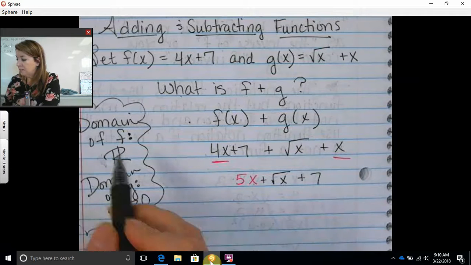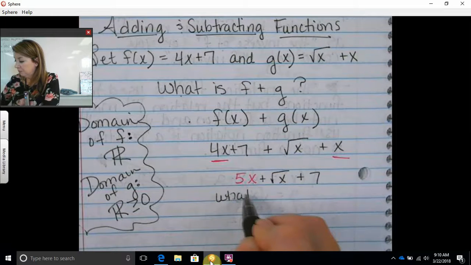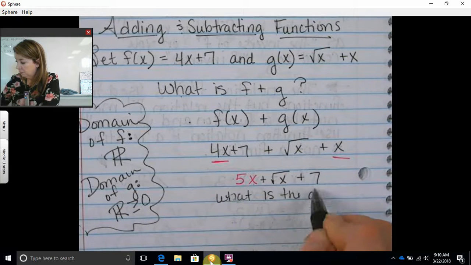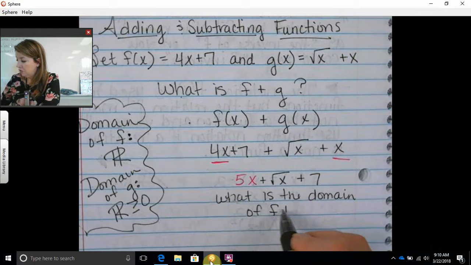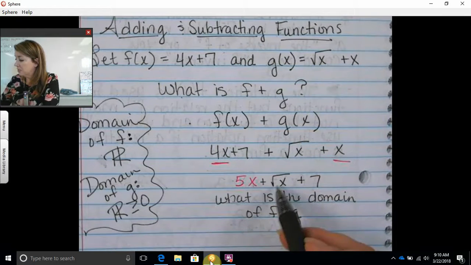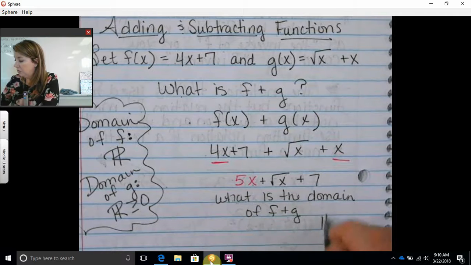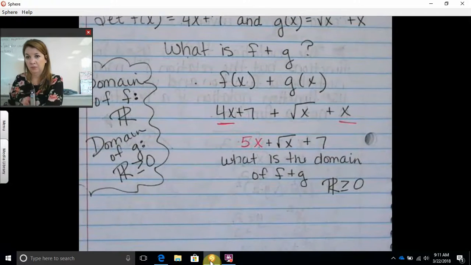So we said what the domain of f was and what the domain of g was, but what is the domain of f plus g? So basically, when you got your final answer, what's the domain going to be? Is it going to be all real numbers? Greater than or equal to 0, right? Because we have that radical still. So domain will be all real numbers greater than or equal to 0. Or you could say y is greater than or equal to 0.